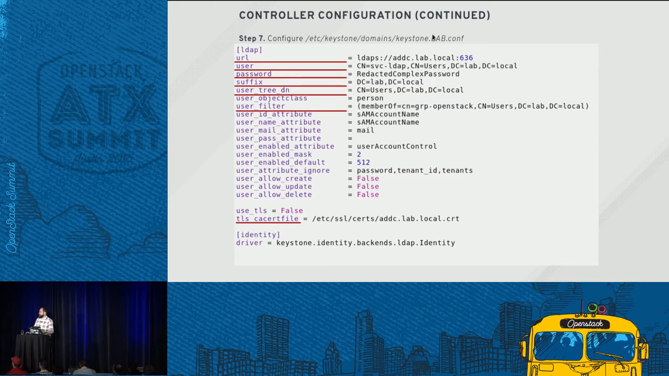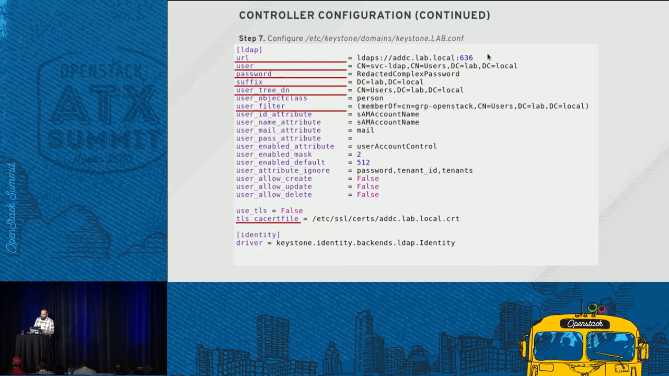And so now on this page, these are all the steps that are going to go into this new keystone.conf file. This is in the new domains folder that you've just created. You're going to create this new file called keystone.lab.conf. And here is everything on one page of what that file is going to look like. What I've highlighted in red are the settings you're going to need to think about and change. Everything else you'd most likely be able to keep as is.